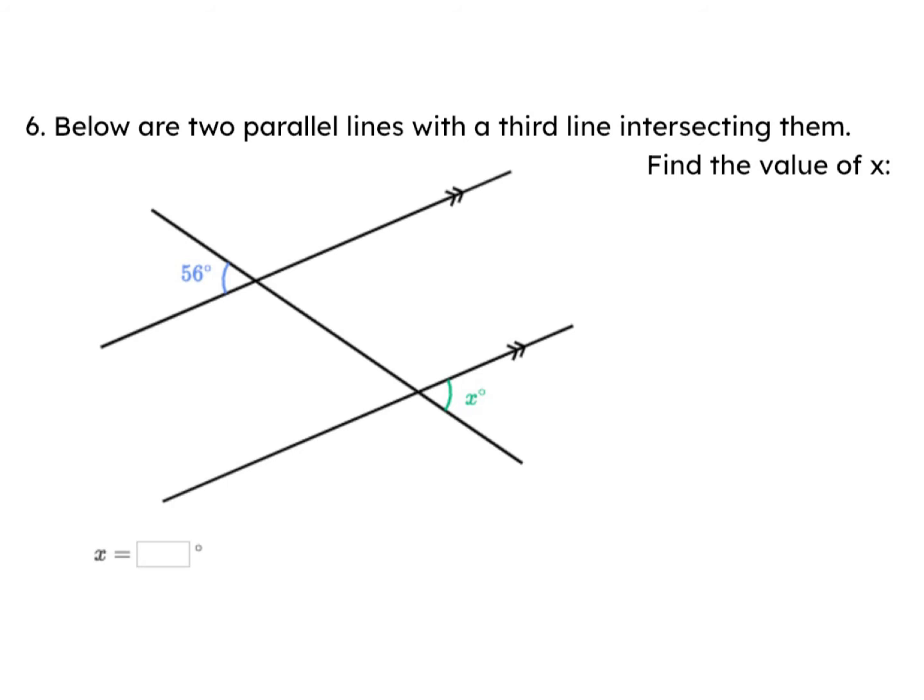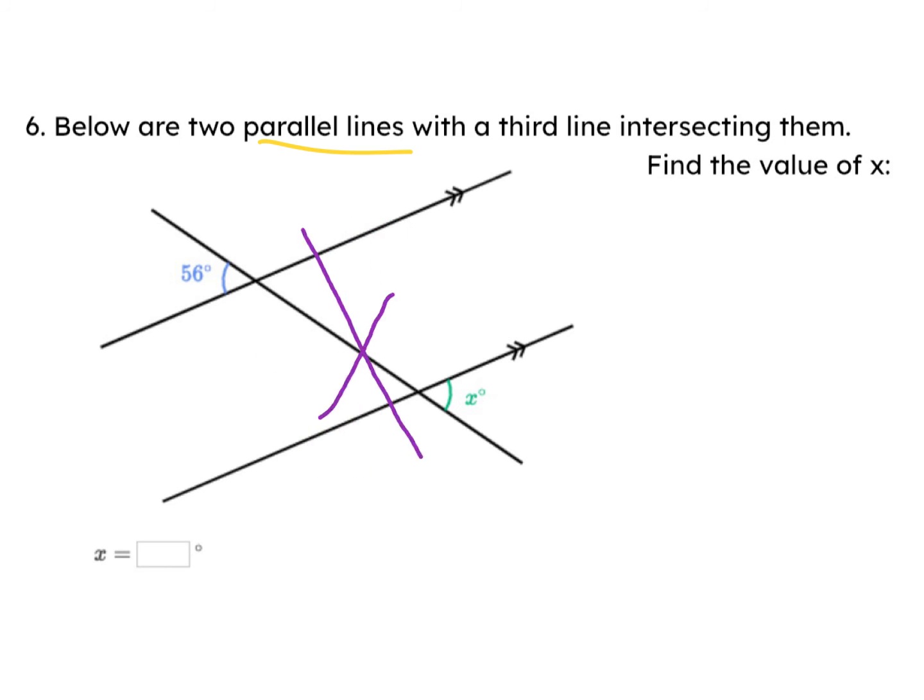Below are two parallel lines with a third line intersecting them. That's a transversal. We're going to find the value of x. So if I use tracing paper like we did a few times before, if I traced the angle, I'm doing it here in purple. If I trace the angle and then I translate the angle, I slide it down here. Do you see how it matches up perfectly?